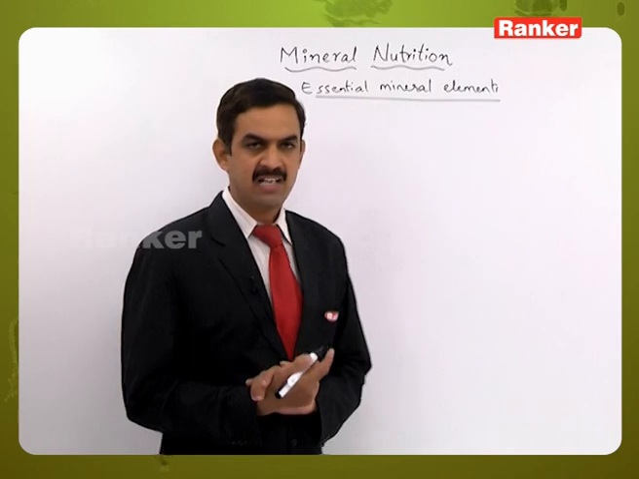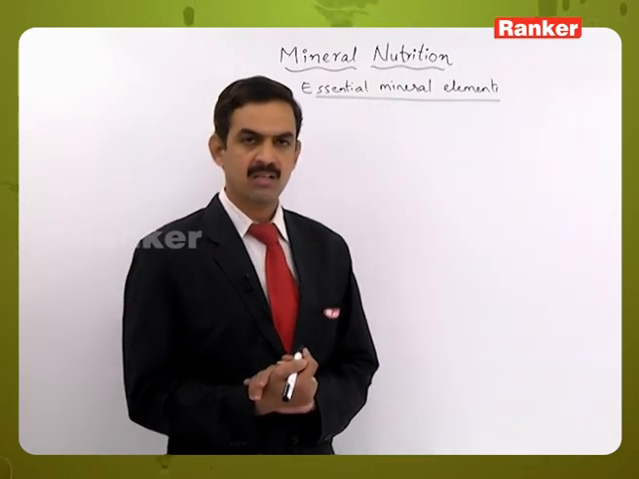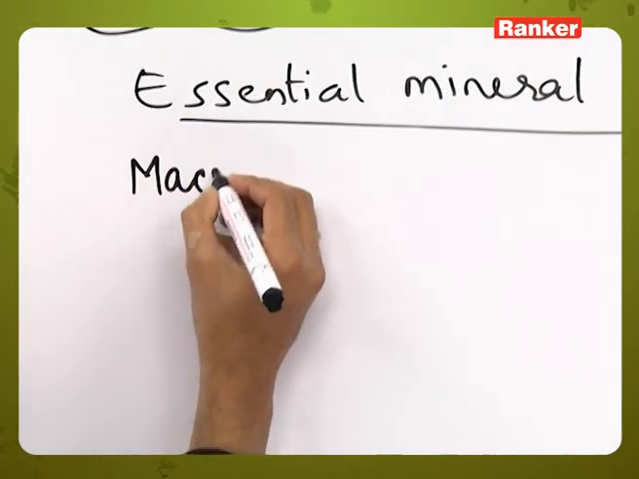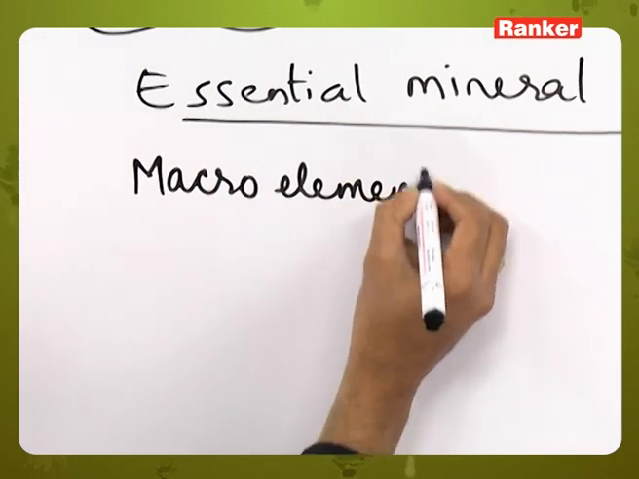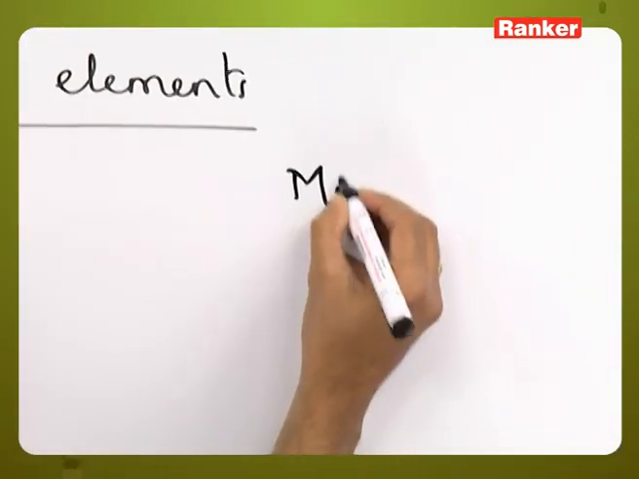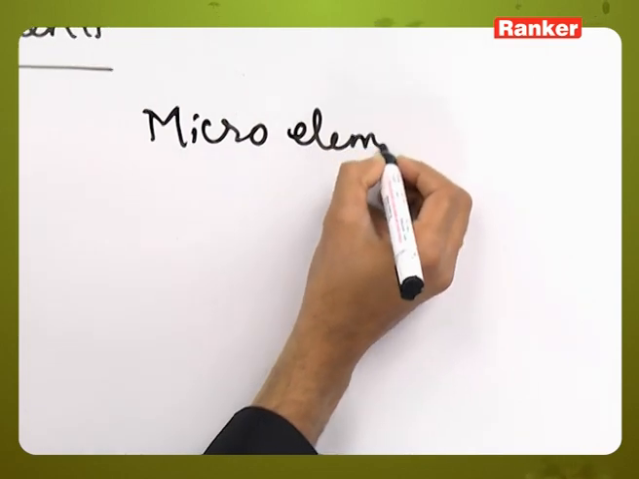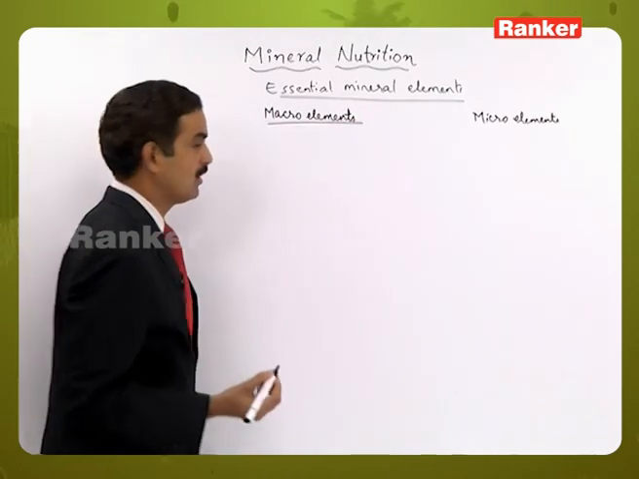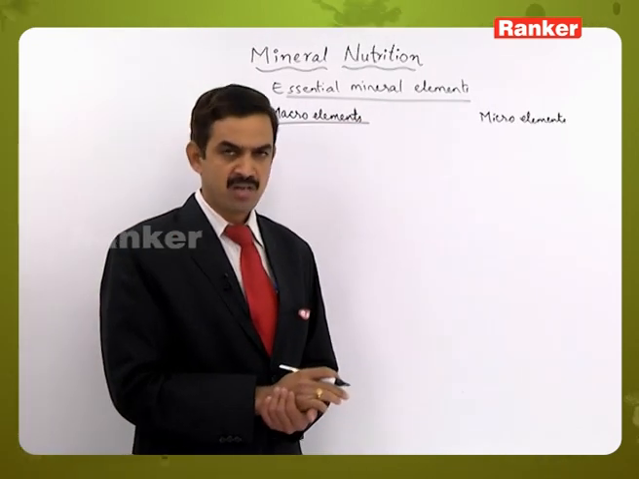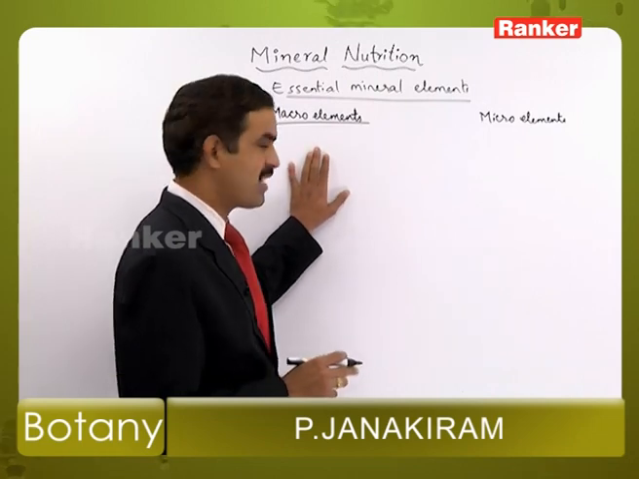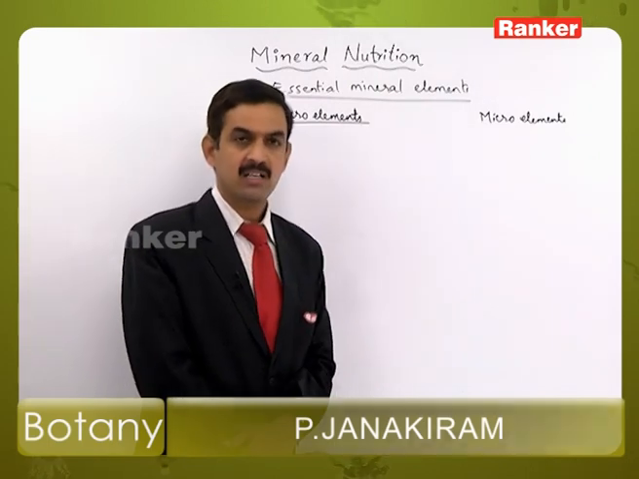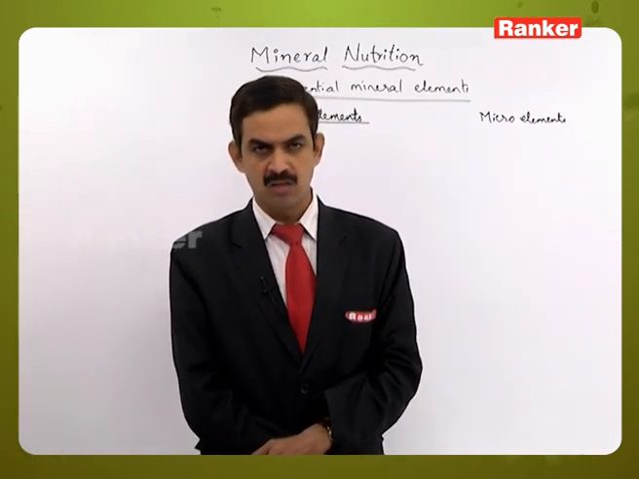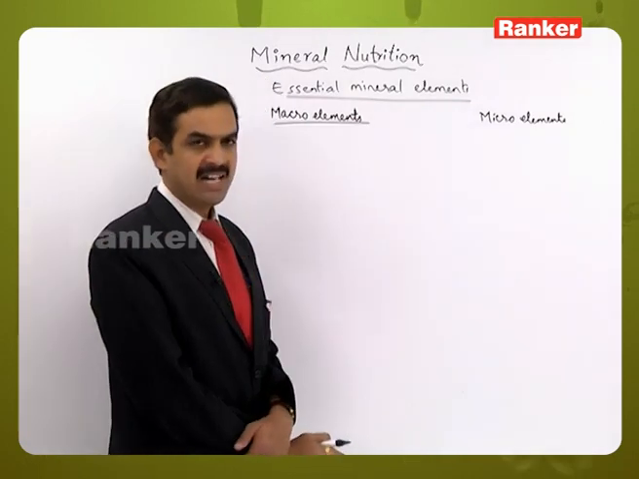Essential elements are categorized into two types based on the quantity of their requirement by the plants. Those are called macro elements and micro elements. First let us come to the macro elements. Macro elements are required in larger quantity and micro elements are required in lesser quantity, but they are equally important for the metabolic functions. So they are differentiated only based on the quantity.